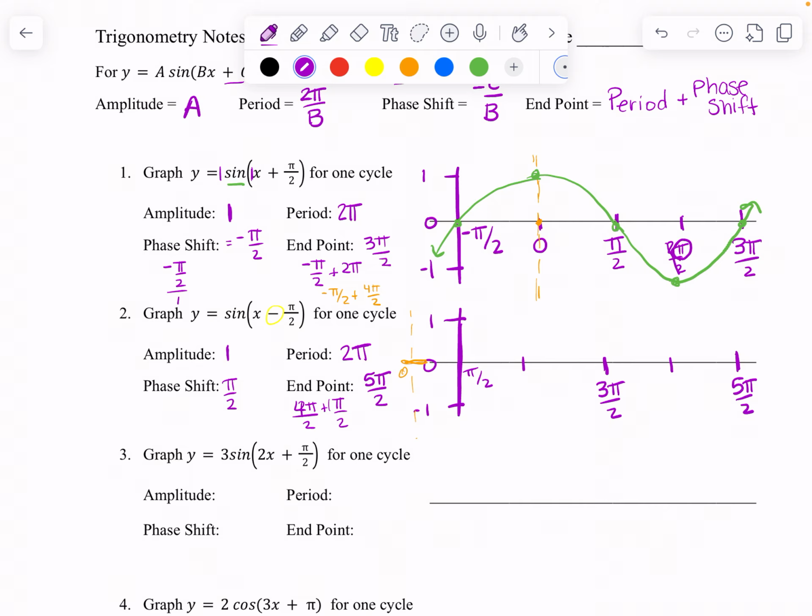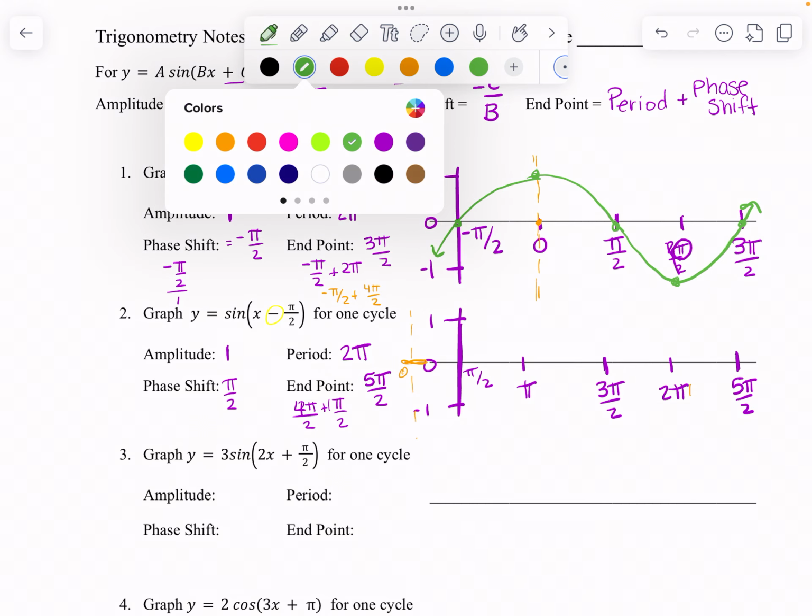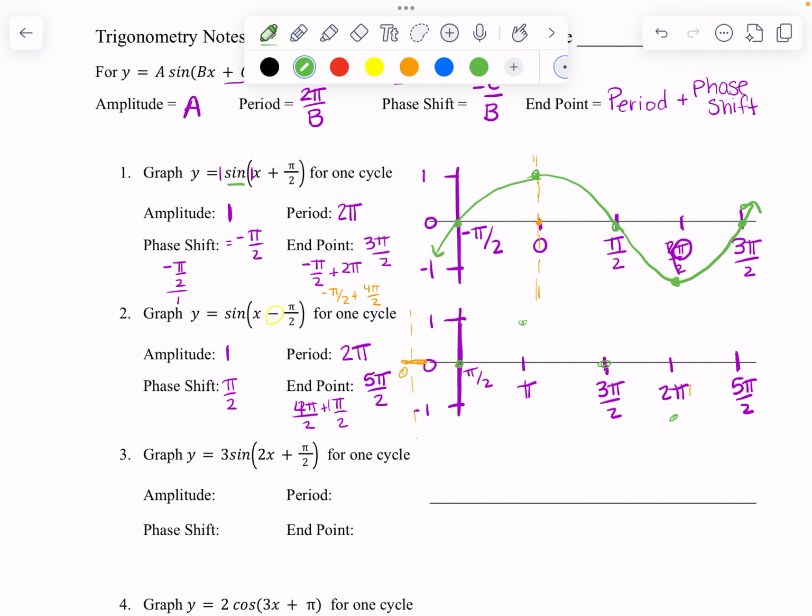1 plus 3 is 4. Cut 4 in half, so 2 pi over 2. So pi. So that guy's pi. 3 plus 5 is 8. Cut 8 in half, so he's 4 pi over 2, or just 2 pi. All right. Now, he's still sine, so 0, 1, 0, negative 1, 0.